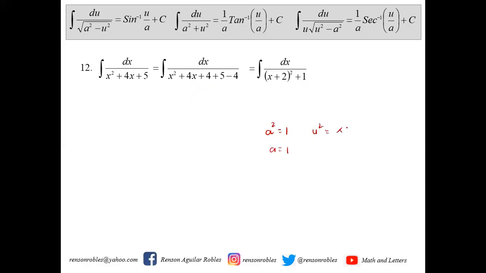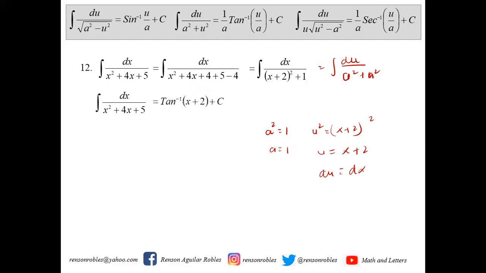u squared is equal to x plus 2 squared, right? And then u is x plus 2, and therefore du is dx. So this is of the form integral of du over u squared plus a squared. That will lead us to an arctangent. So that's 1 over a, that's 1 over 1, arctangent of u over a, that's x plus 2 over 1, plus c. That's arctangent of x plus 2 plus c.